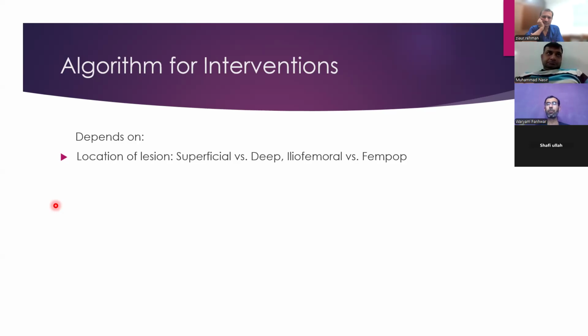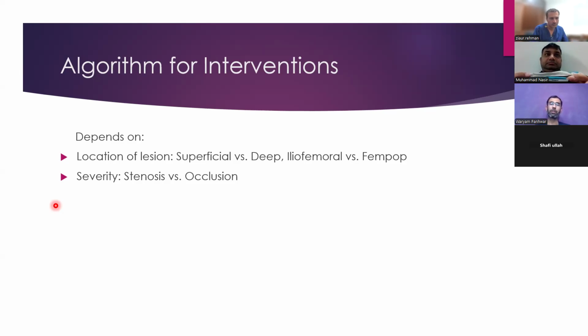The same goes for whether the lesion is located in the femoropopliteal segment or in the iliofemoral segment. In the femoropopliteal segment, stenting is not recommended, but if there is a lesion in the iliofemoral segment, then stenting can be offered. Then there is severity: if there is an iliac lesion, whether it is stenosis or total occlusion. And the same goes for superficial reflux.